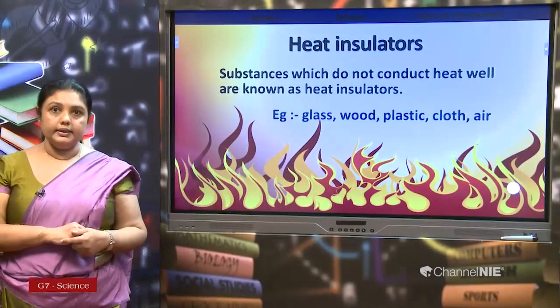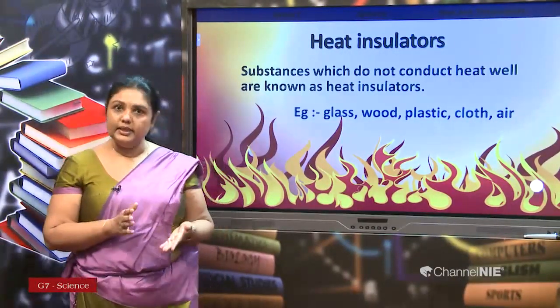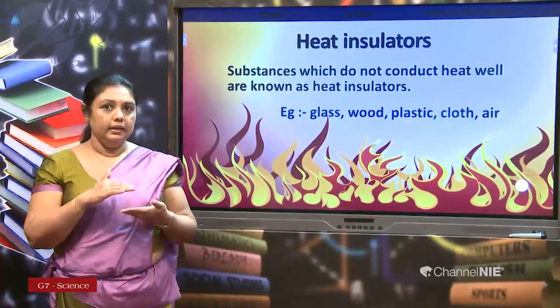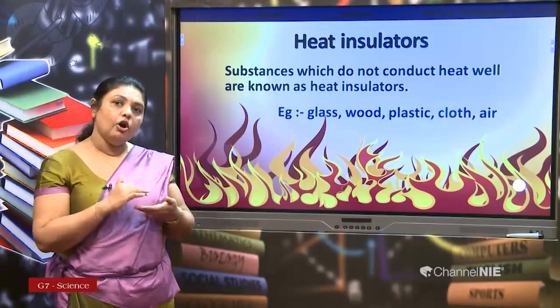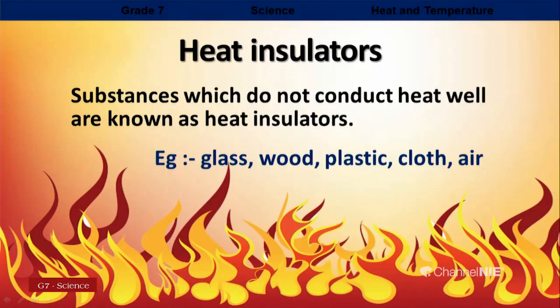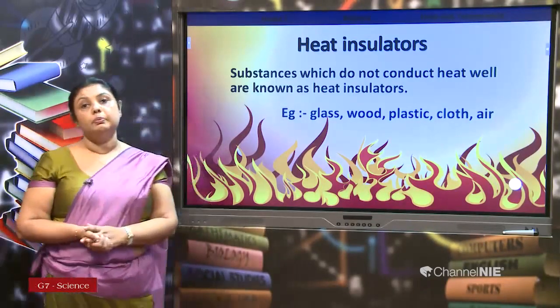Then heat insulators. That is maybe a new word. Though we call them insulators, we can use another word, poor conductors. Poor means less ability. Good conductors, and we can call insulators poor conductors. These are substances which do not conduct heat, substances which cannot pass heat well. So, they are known as heat insulators or poor conductors. What are those? Glass, wood, plastic, cloth, air. They cannot pass heat from one place to another place easily.